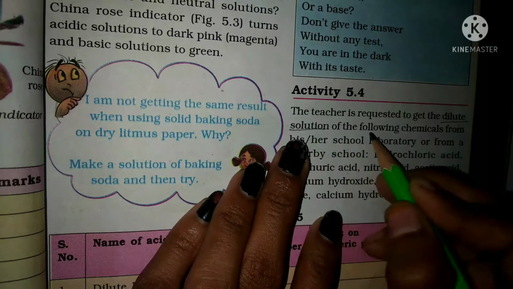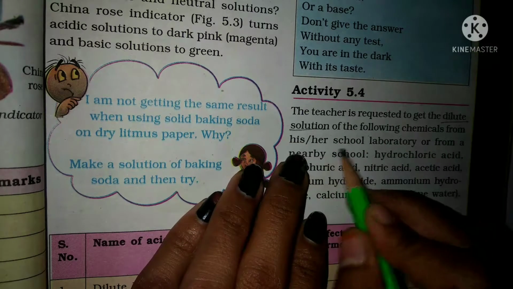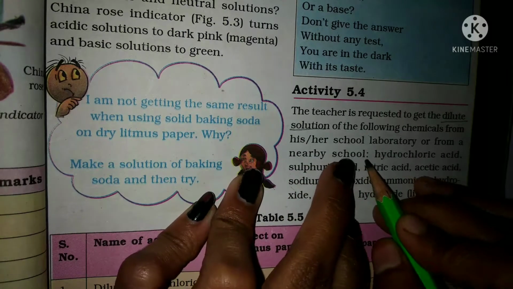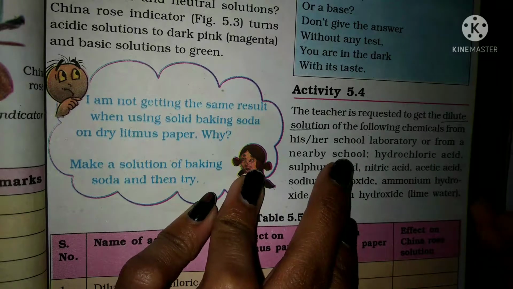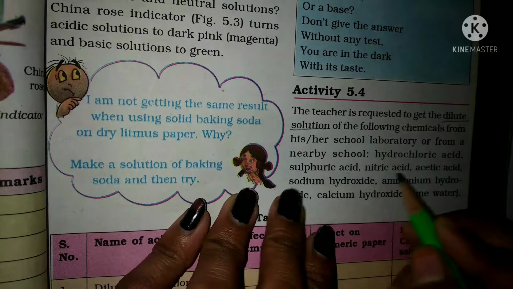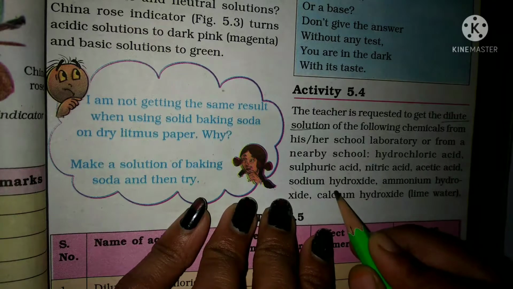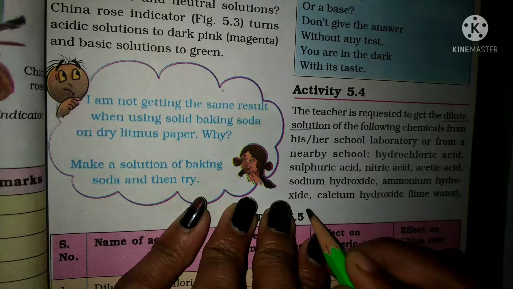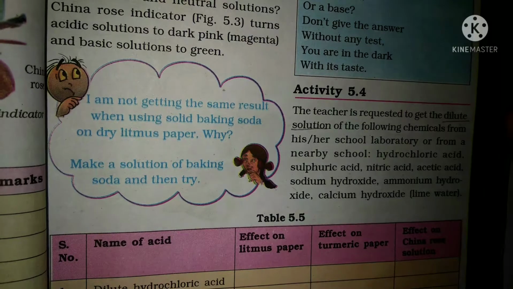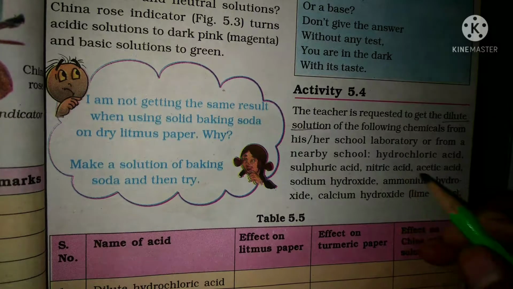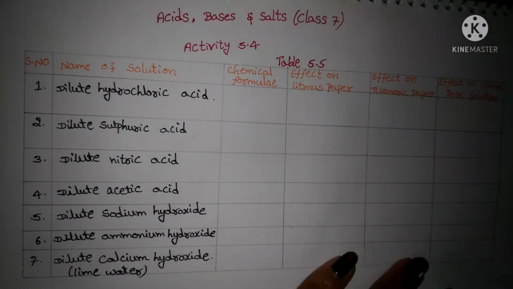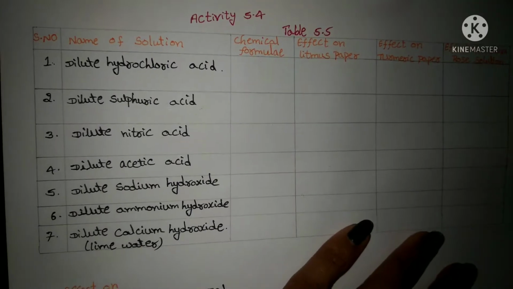Dilute solutions of the following chemicals should be taken from the school laboratory or from a nearby school. So your teacher has to get these dilute solutions. What are those dilute solutions? Hydrochloric acid, sulfuric acid, nitric acid, acetic acid, sodium hydroxide, ammonium hydroxide, calcium hydroxide. The teacher has to get these chemicals from your school laboratory or a nearby school. But here I am not showing any chemicals in the video, I am just explaining here.